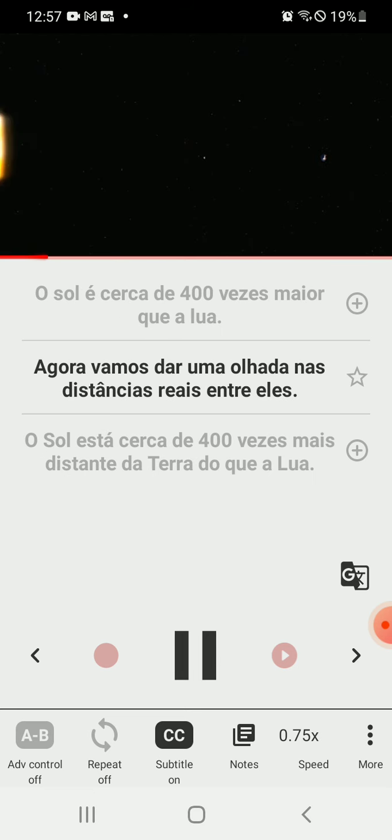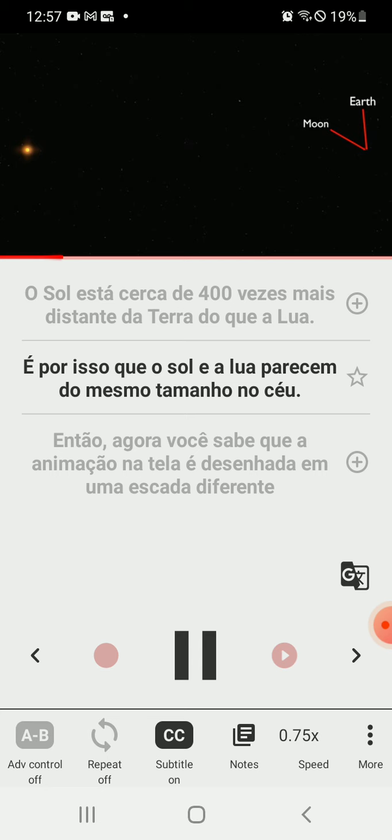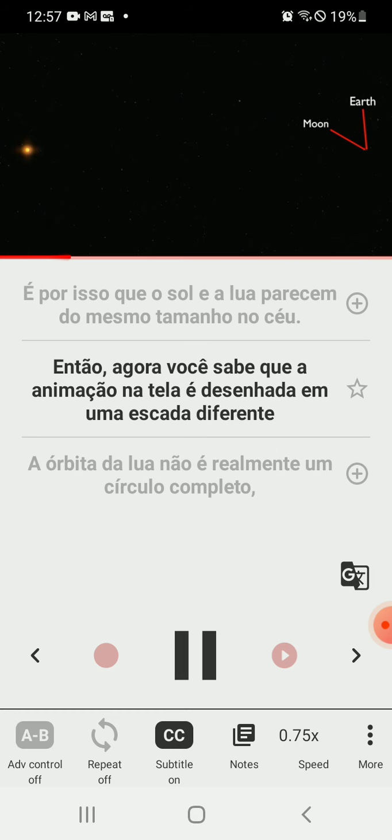Now let's look at the actual distances between them. The Sun is also about 400 times further from the Earth than the Moon is. This is why the Sun and the Moon appear to be about the same size in the sky. So now you know that the animations on screen are not always drawn to scale.